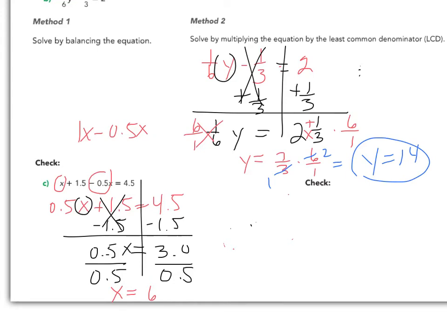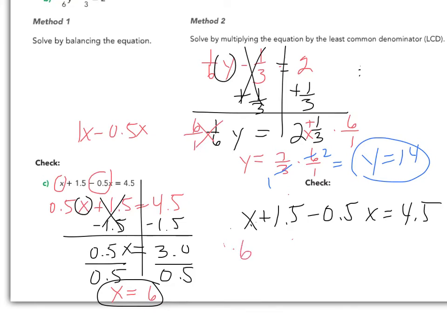So we have x plus 1.5 minus 5/10 x equals 4.5. Anytime we see an x, we're going to plug in 6. So this is going to be a 6, and then we're going to have a 6 right here. Okay, so let's fill in the rest. So 6 plus 1.5 minus 0.5 times 6 equals 4.5.